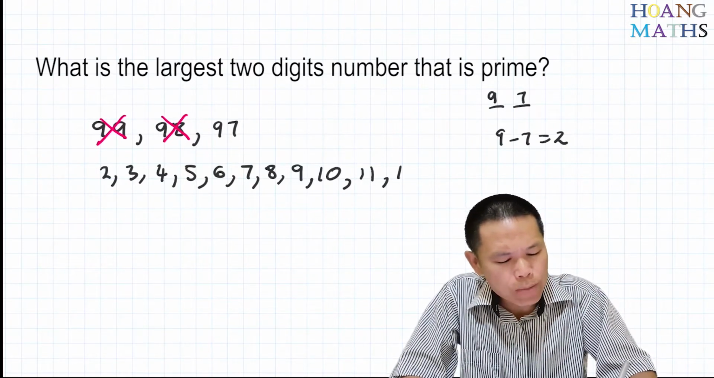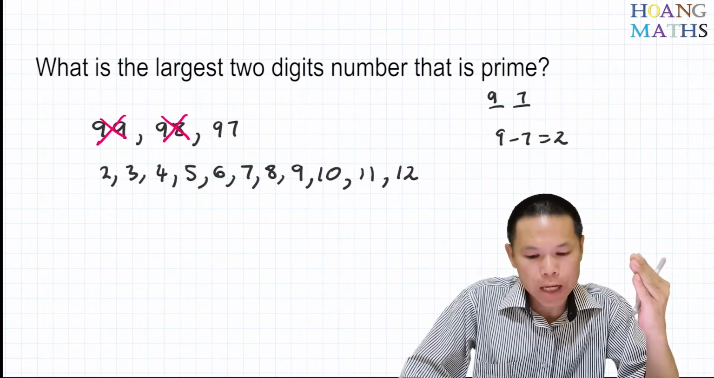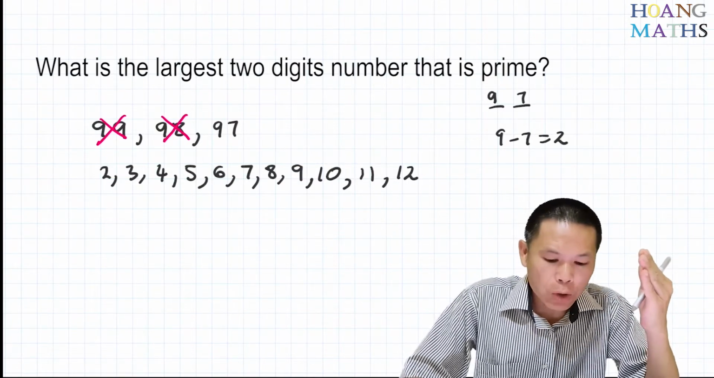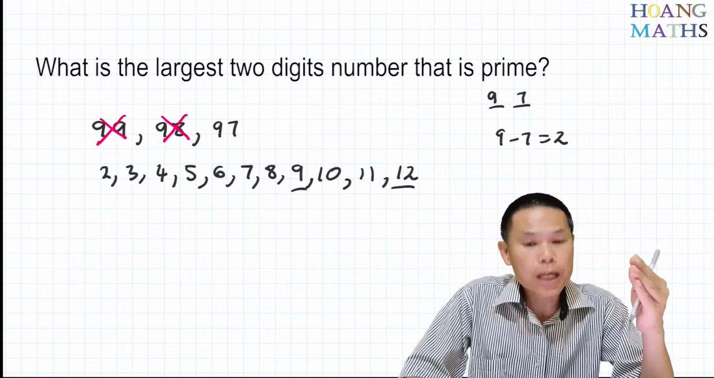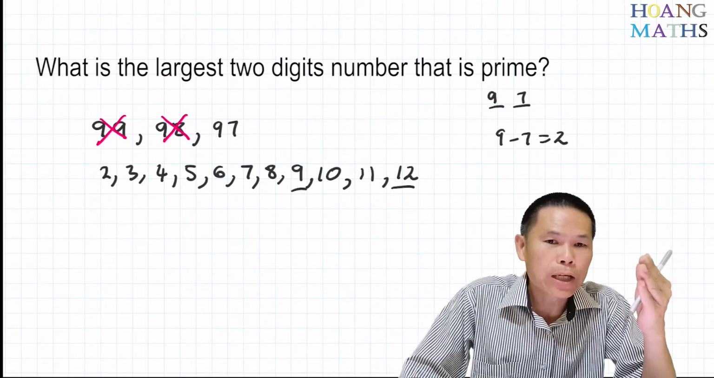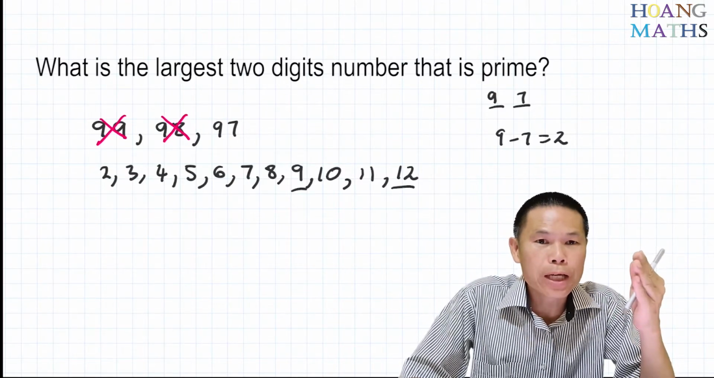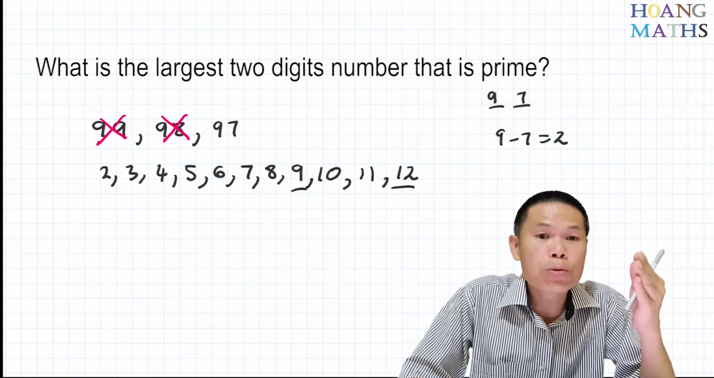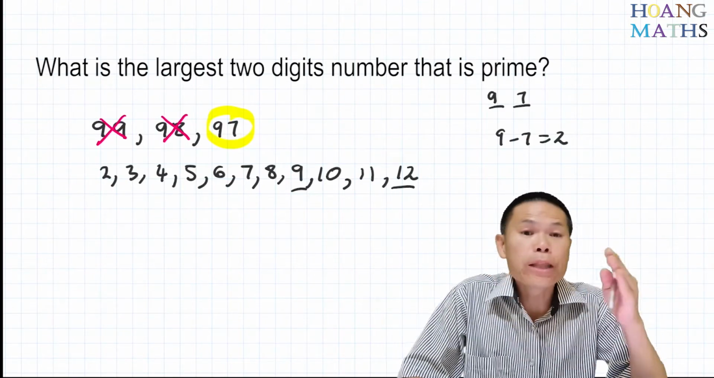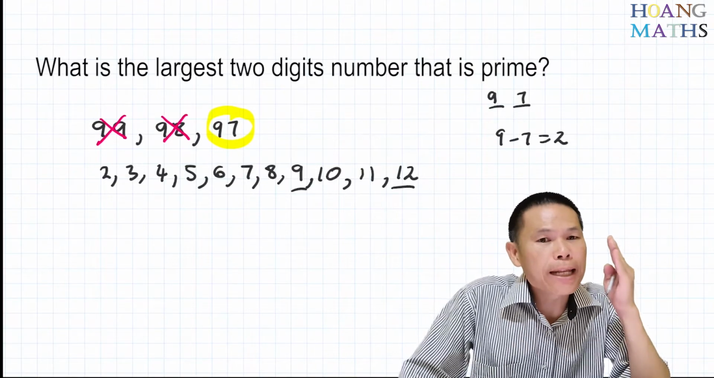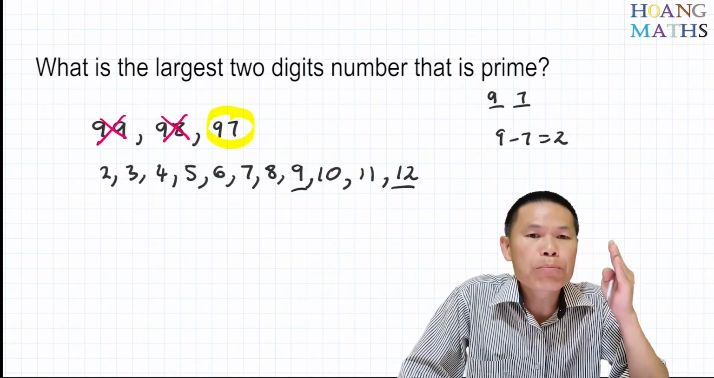And it's not divisible by 12 either because 12 is an even number. So we stop there because 12 times 9 is greater than 97 anyway. So we tested all the numbers already. So therefore it's not divisible by any of the numbers. So therefore 97 is the largest 2-digit prime number.